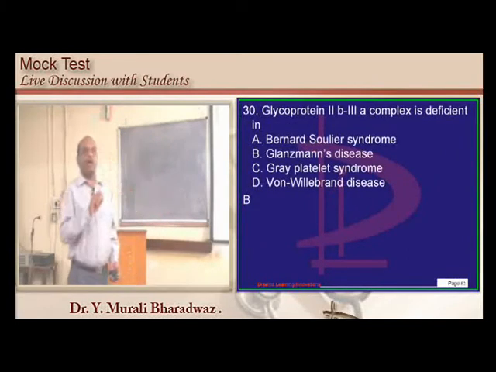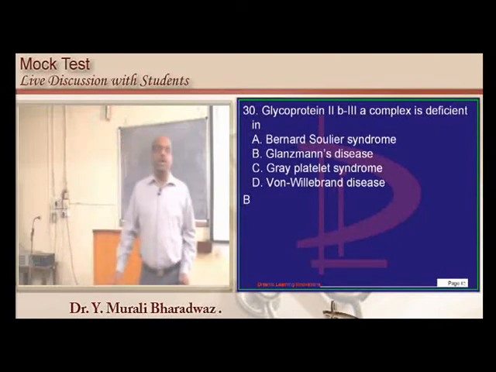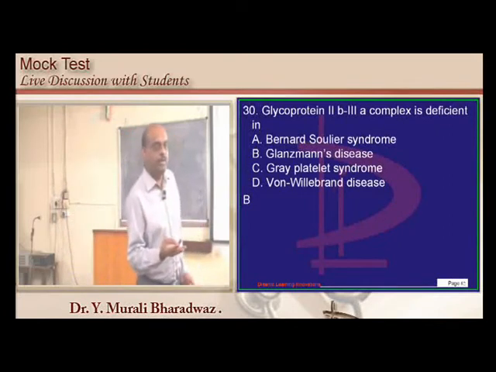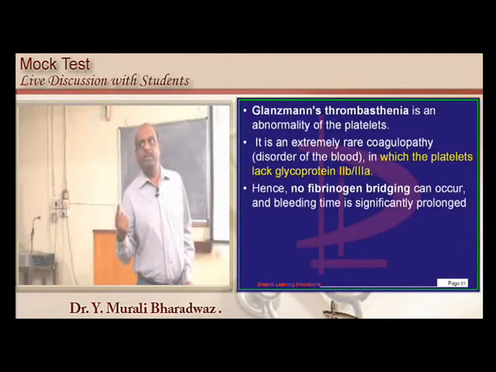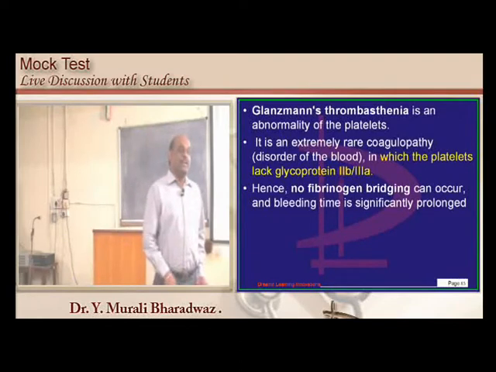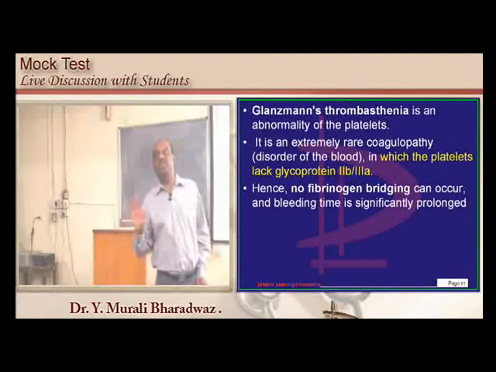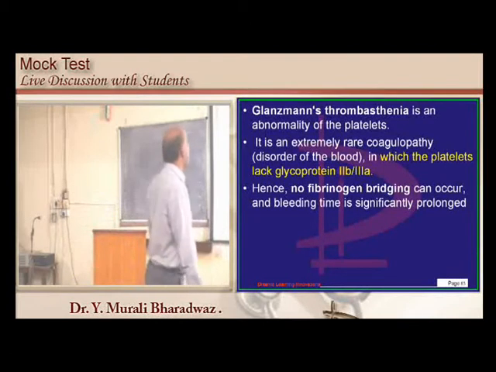Glycoprotein 2b3a complex, where is it deficient? Once more, any entrance you go, one question on Glanzmann, Bernard-Soulier, von Willebrand will definitely come. Once more, von Willebrand has subtypes. In which subtype desmopressin acetate is used, and in which it is not used. These are all the issues. You have to be very sure to cross the Vaitarani.